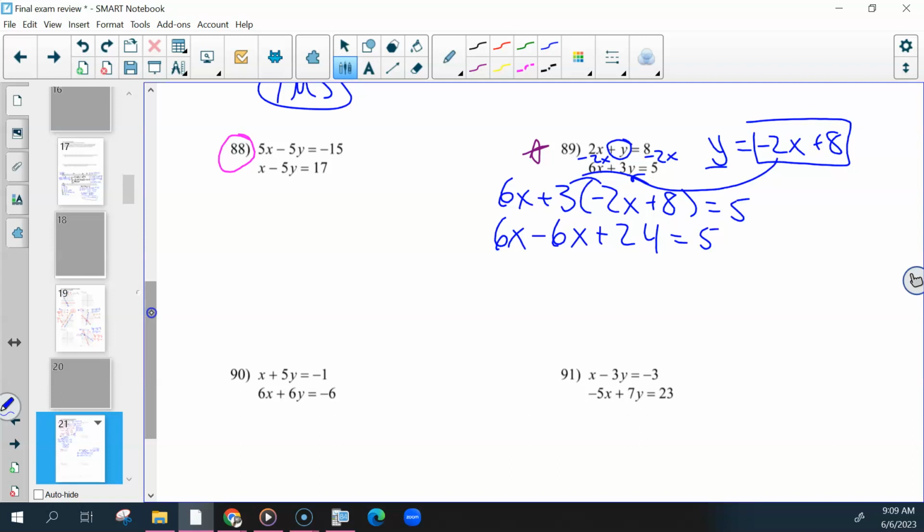In this case, we also have something where the variables cancel each other out. But here the numbers don't equal, so this is no solution. Other questions on this one? Go on to the next.